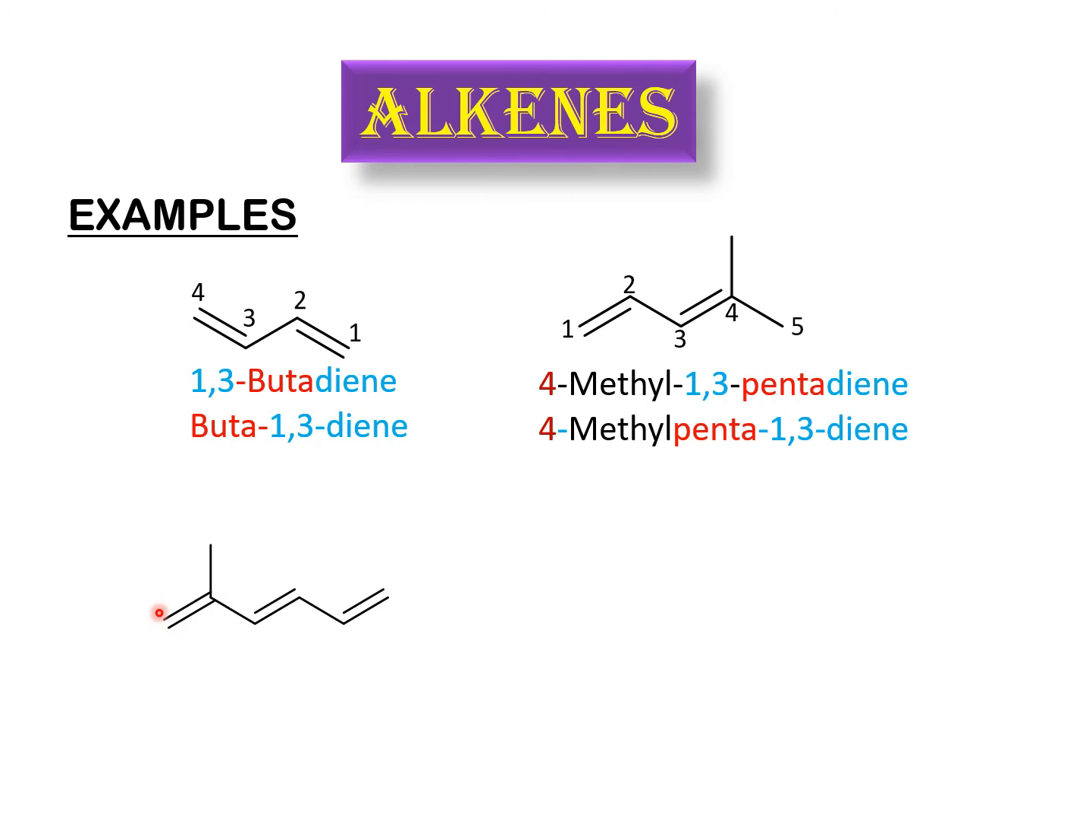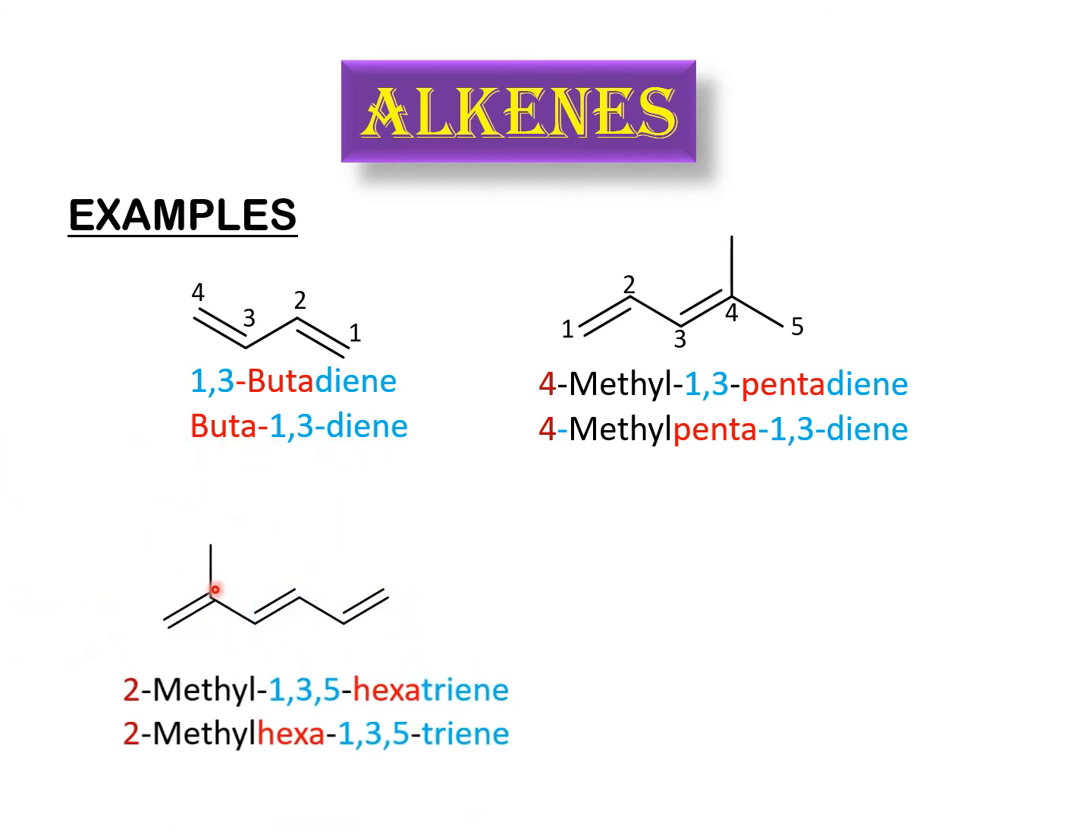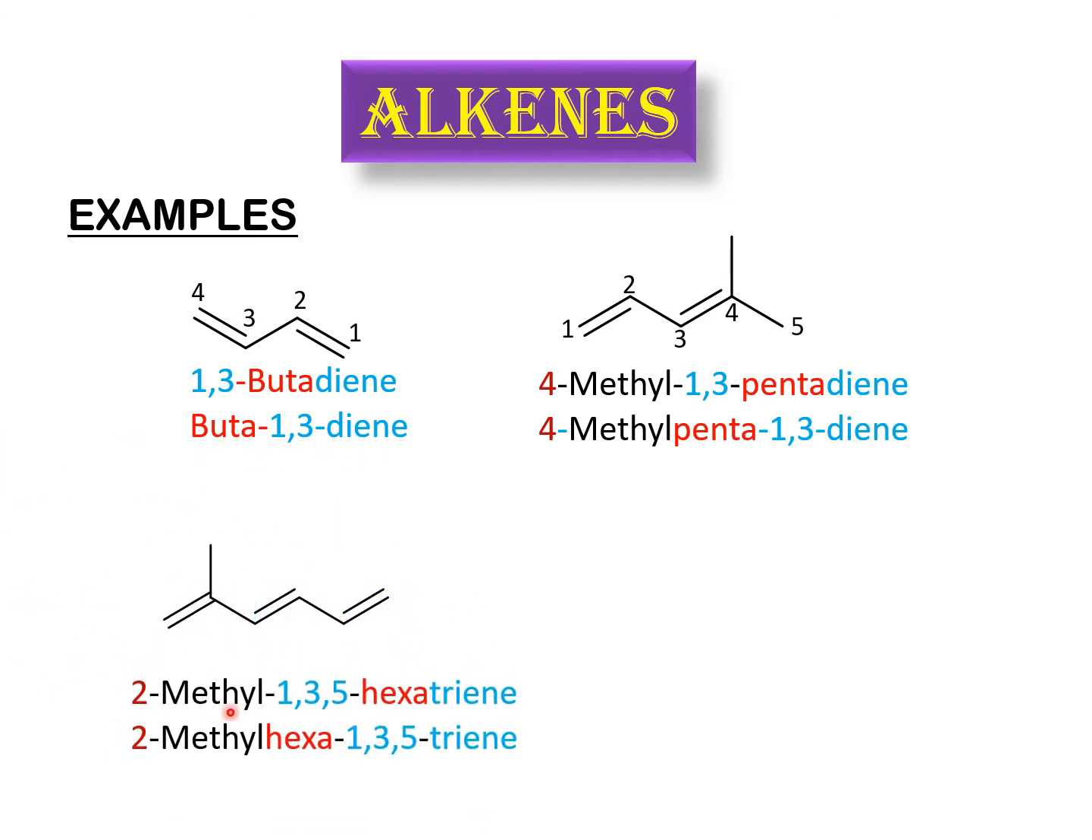Then we have this molecule. We have 3 double bonds. So it's a triene. Count the number of carbon atoms: 1, 2, 3, 4, 5, and 6. And we have a methyl substituent as well. So it's a hexatriene. And if you look at the positions of the double bonds, they are similar from both ends. And at position 2, we have a methyl substituent. So it becomes 2-methyl-1,3,5-hexatriene, or 2-methyl hexa-1,3,5-triene. You can write it in both ways.